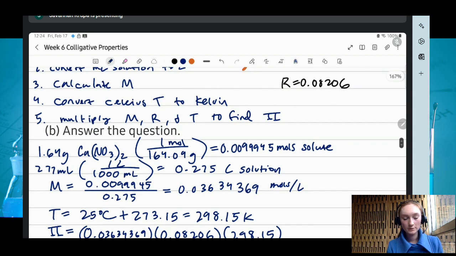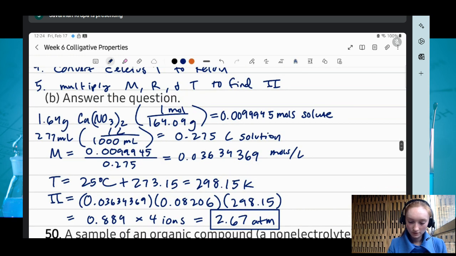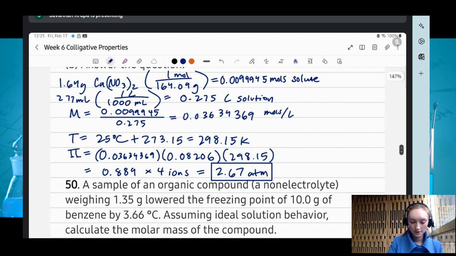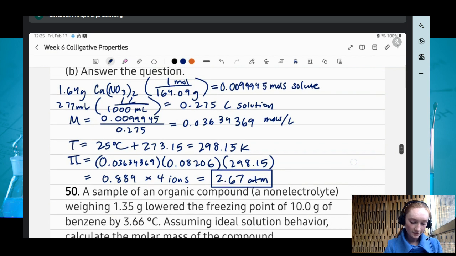And so now let's move on to the next problem. And let me know if you need that work shown. I will for a little bit while we go over the question. So number 50 says a sample of an organic compound, a non-electrolyte, weighing 1.35 grams, lowered the freezing point of 10 grams of benzene by 3.66 degrees Celsius. Assuming ideal solution behavior, calculate the molar mass of the compound.